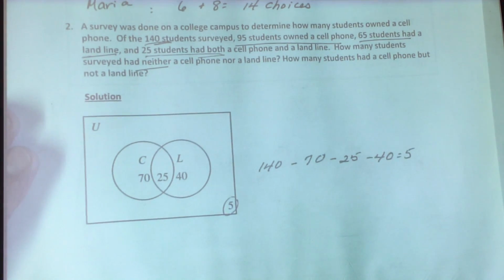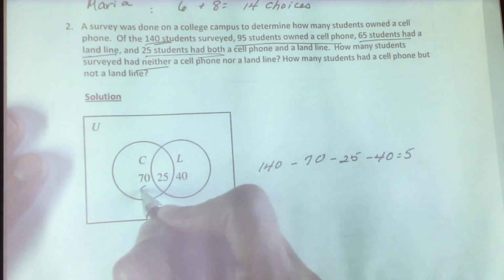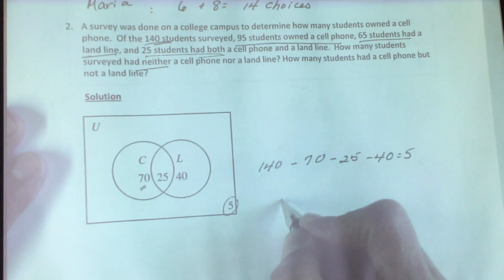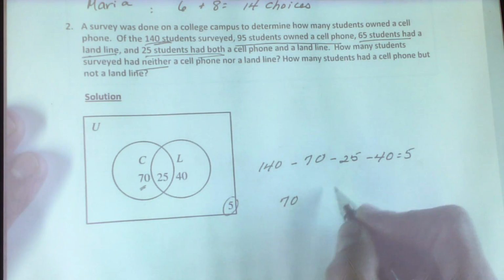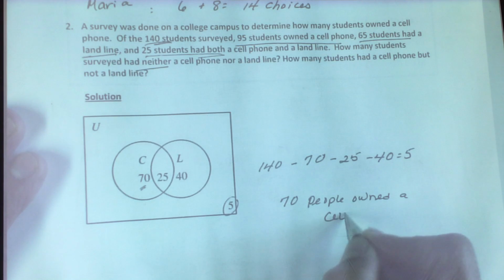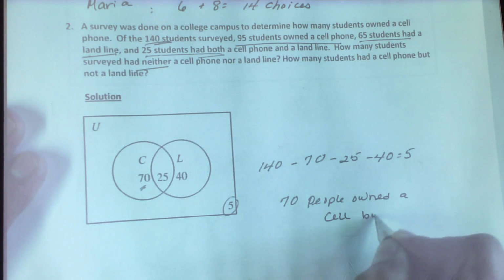And how many students had a cell phone but not a landline? In here you have 70 that owned a cell phone but not a landline. So 70 people owned a cell phone but not a landline.